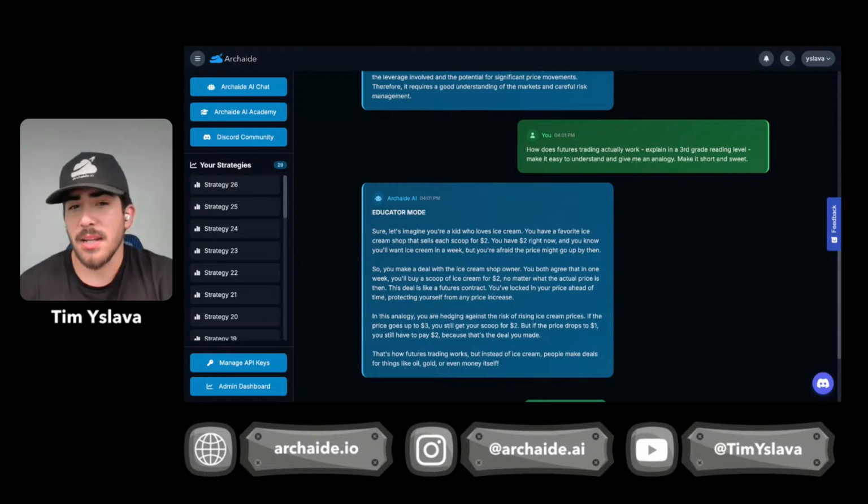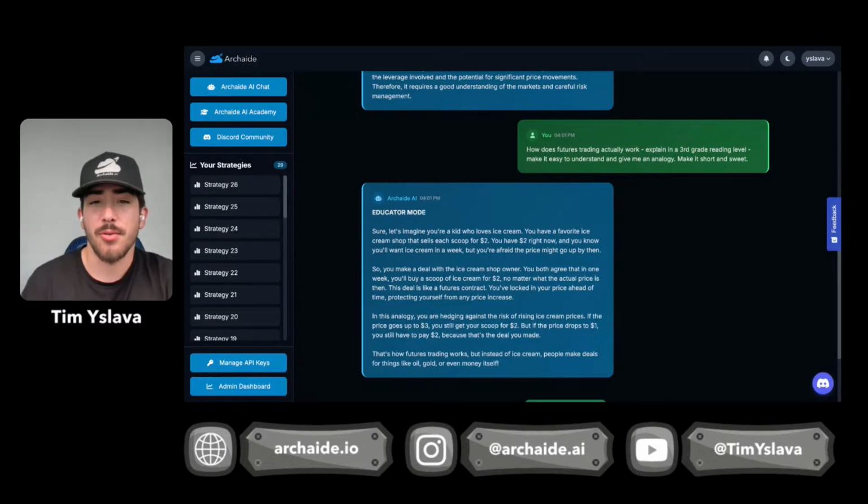Likewise, the thing that it doesn't mention is the ice cream shop owner. If the price goes down and you still have to buy it for $2, the ice cream shop owner benefits, right? And so that's how futures trading works at a third grade level, super easy to understand.